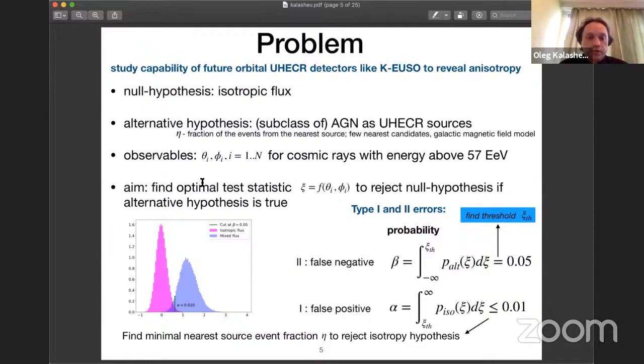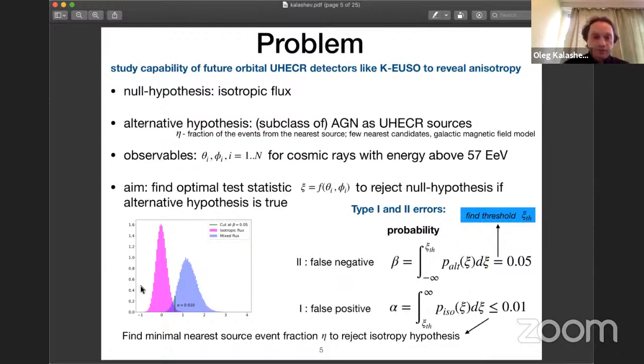Okay, how do we reject the hypothesis? We need to select a threshold. Let's say we want the false negative probability to be 0.05, and this gives us the threshold for the test statistic. And as you can see on the figure to the left, we expect the test statistic distributions built on the null hypothesis and the alternative hypothesis. Those distributions are quite different.